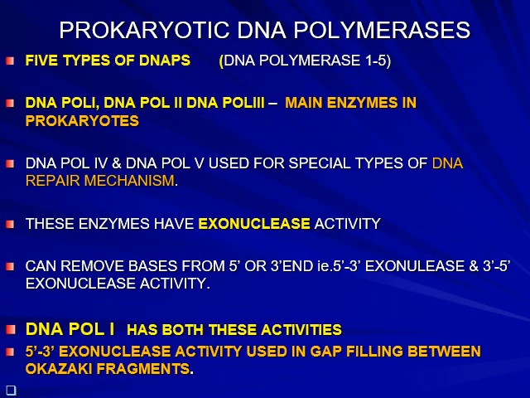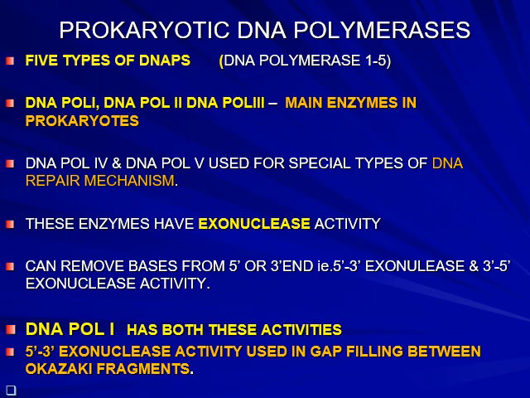Now there are 5 types of DNA polymerases, DNA polymerase 1 to 5, but the main enzymes in the prokaryotes are DNA pol 1, DNA pol 2 and DNA pol 3. DNA pol 4 and 5 are mainly used for DNA repair mechanisms. These enzymes have exonuclease activity, that is, they can remove bases from either the 5' end or the 3' end, and so they are referred to as 5' to 3' exonuclease activity or 3' to 5' exonuclease activity.